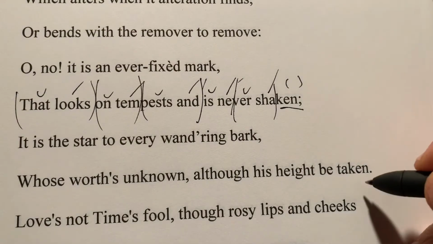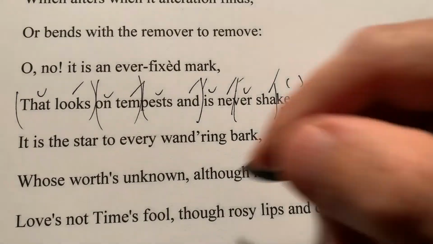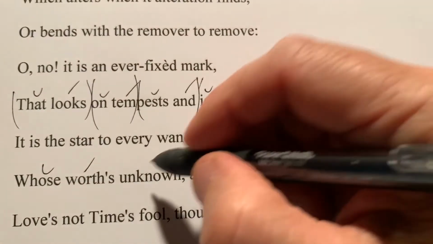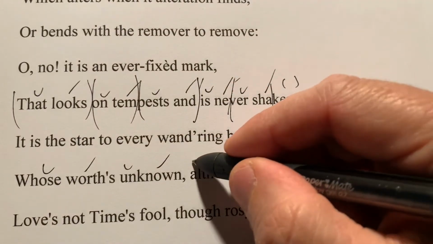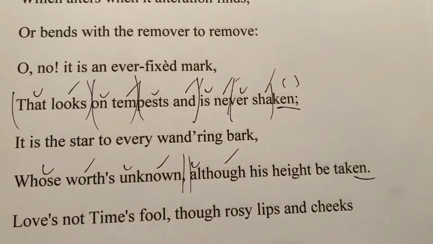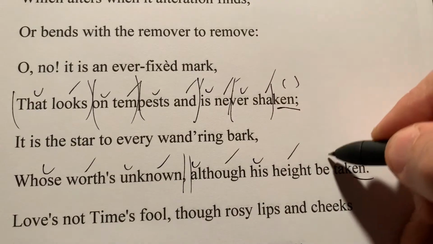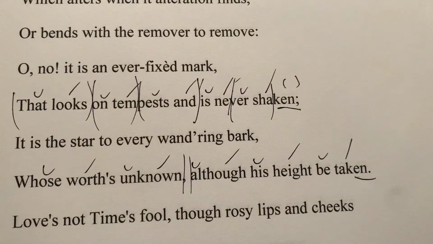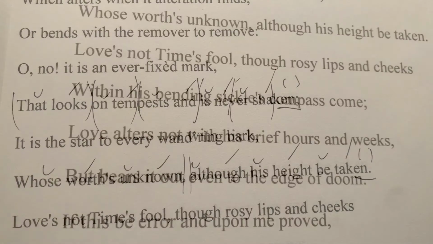The same situation is going to happen here. Whose worth's unknown, although his height be taken, with a caesura right there. This is also extrametrical. It is not counted. So that is a 10-syllable line.